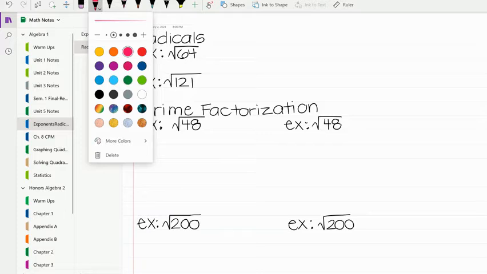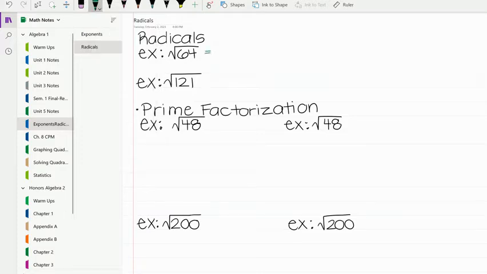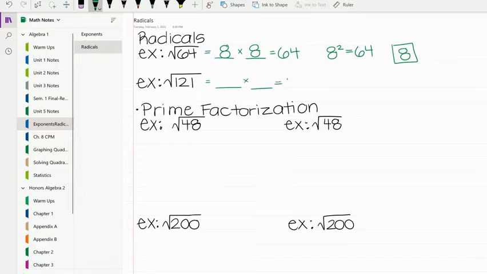So for example, if we want to find the square root of 64, we're asking what times what is equal to 64? And in this case, it's 8 times 8. Another way we can write that is 8 squared equals 64. So the square root of 64 is 8. Okay, so our final answer is 8. All right, for the square root of 121, we're trying to find what number times itself is 121, and that would be 11. So that means that the square root of 121 would be 11.